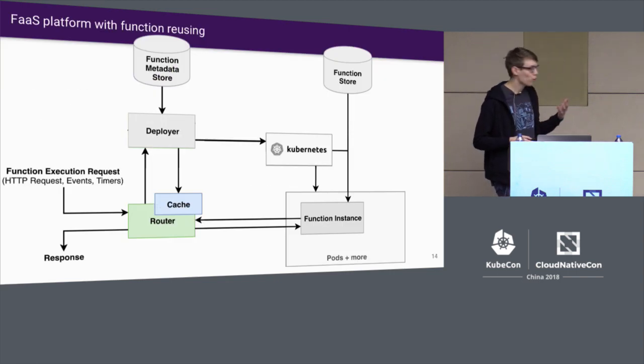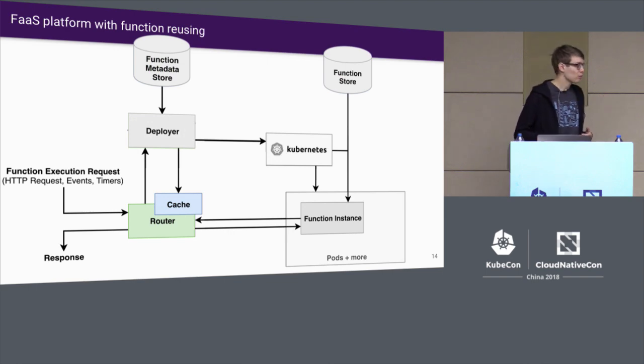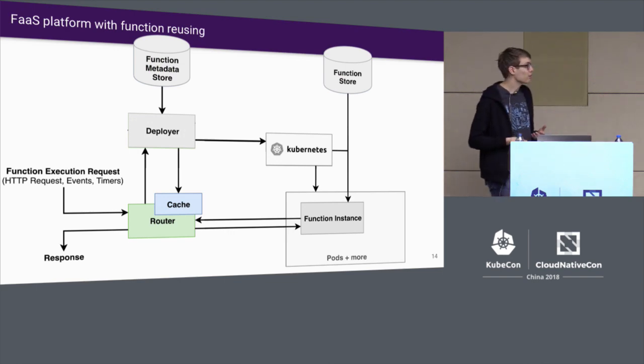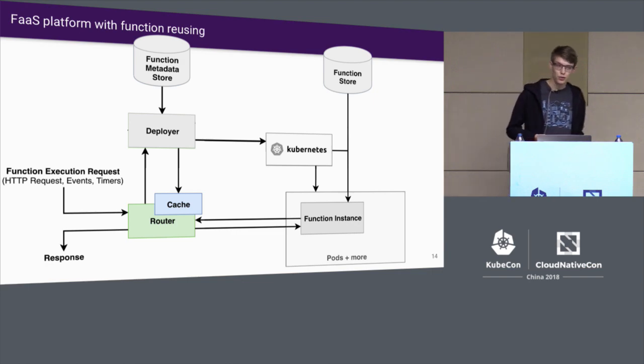And just to update our model a bit, we can reflect this optimization by adding a cache to the router. So whenever a request comes into the router now, we first check the cache if there's an active function instance, and if so, we forward it to the function instance. If not, we have to go through the entire cold start.